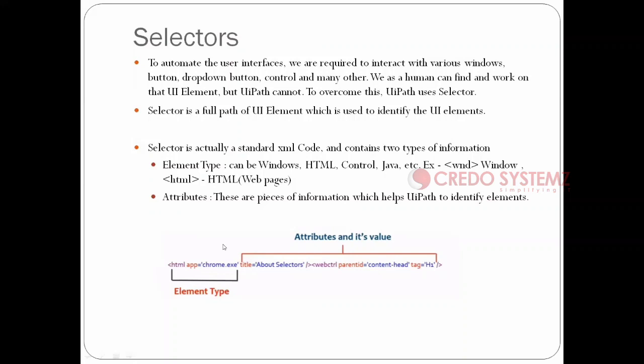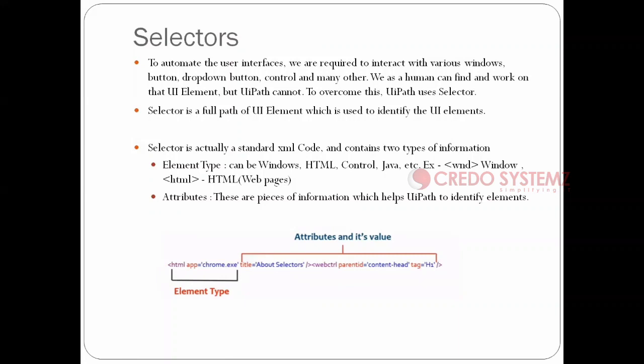When you're using a Windows application, you would get WND as your element type. After that come your attributes. Attributes are nothing but the properties of that particular element. So if you have a text box, it may need text inside it, or it may already have something written inside. All of these are attributes of that element, and this information is collated together by UiPath to identify that particular element.